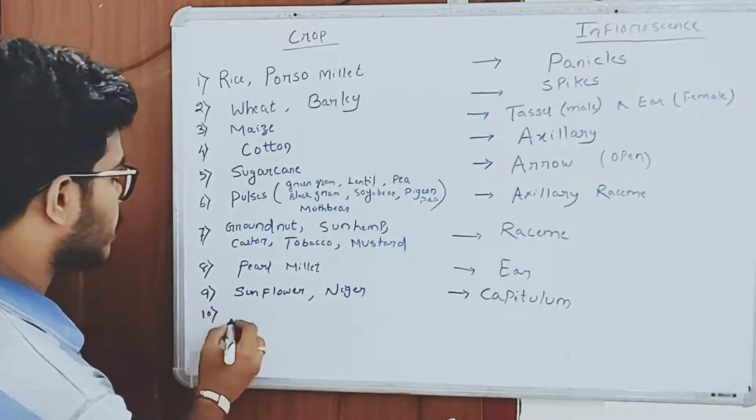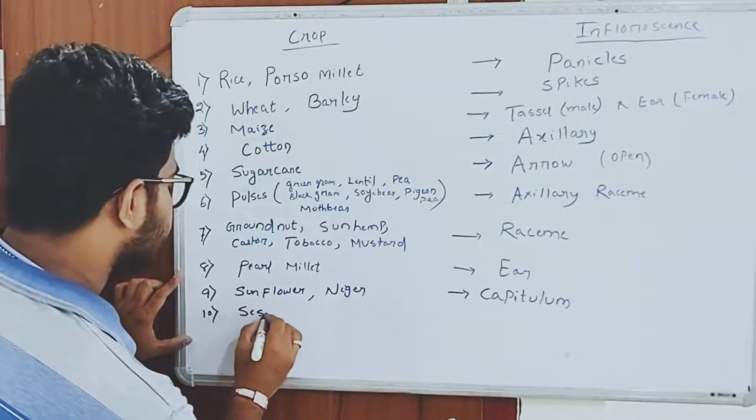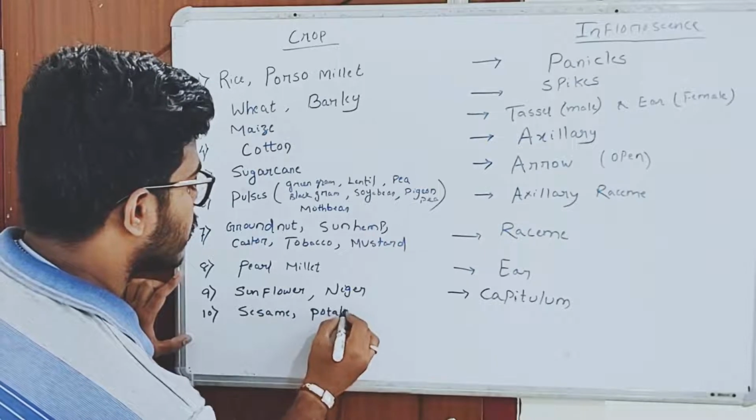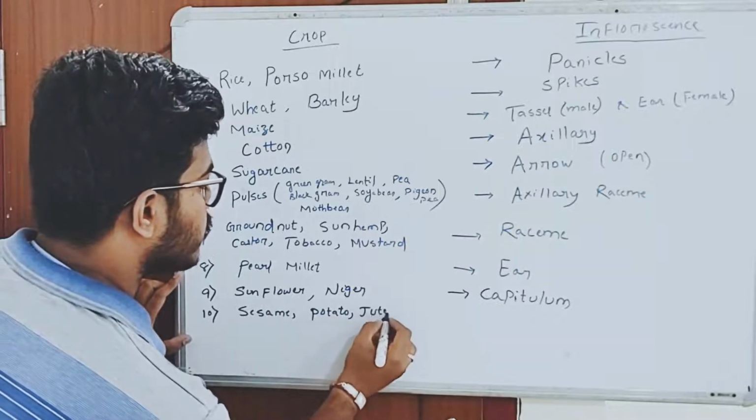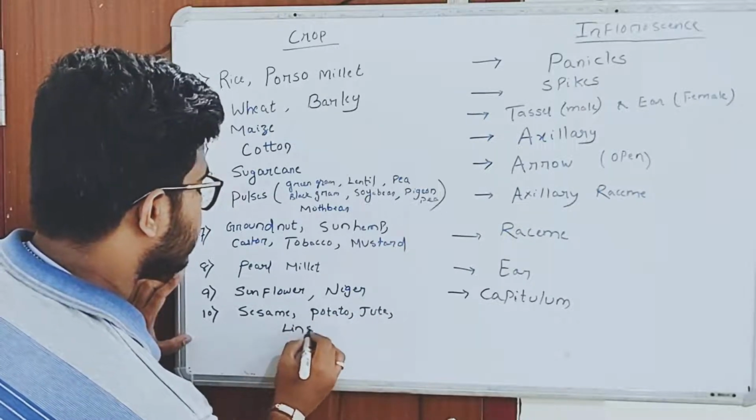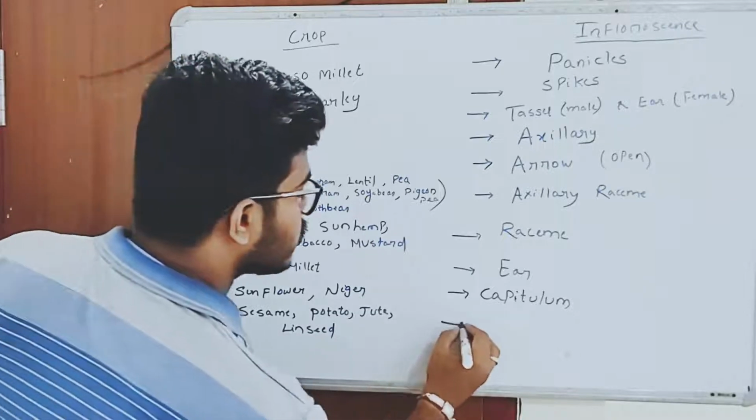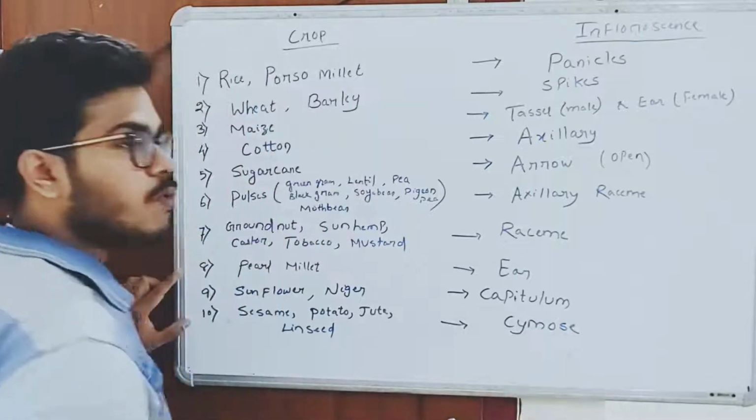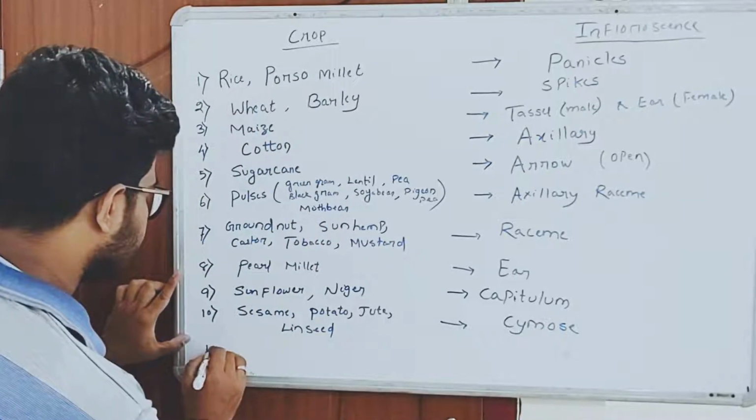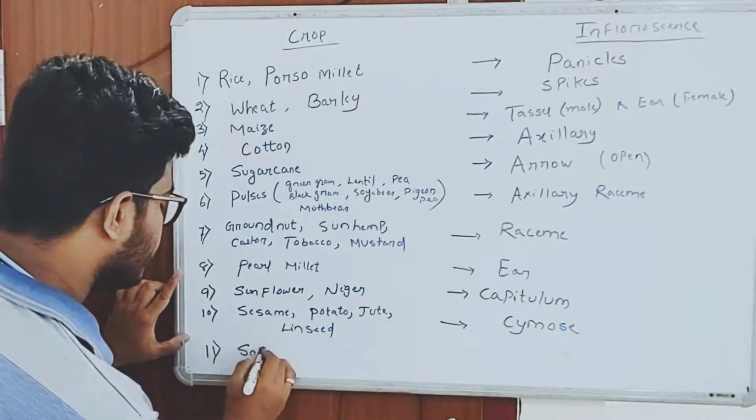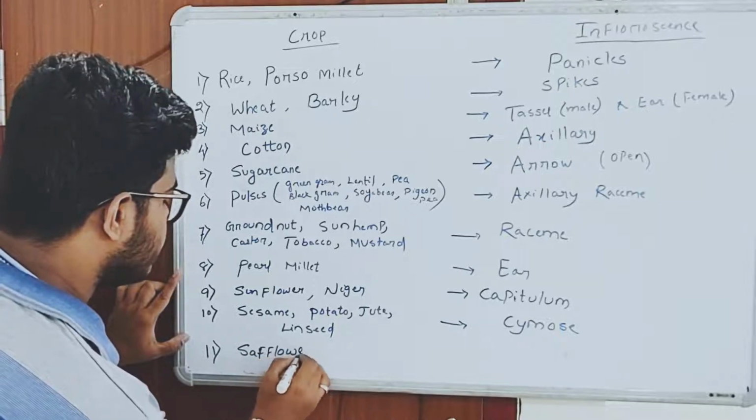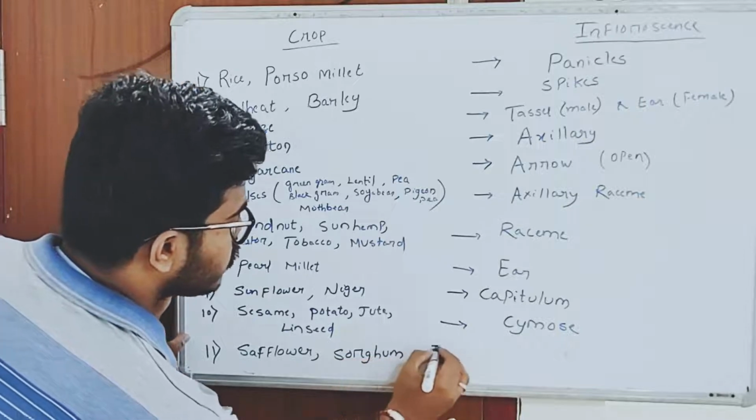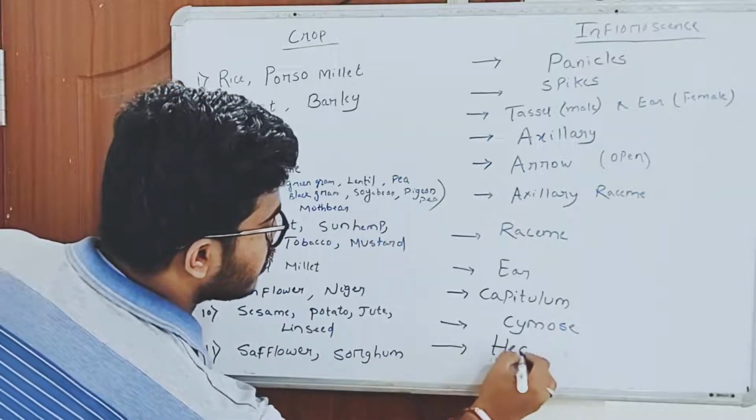And next is sesame, potato, jute, and linseed. For these crops, the inflorescence is called cymose. Next one is safflower or sorghum. For safflower or sorghum, we call it head.